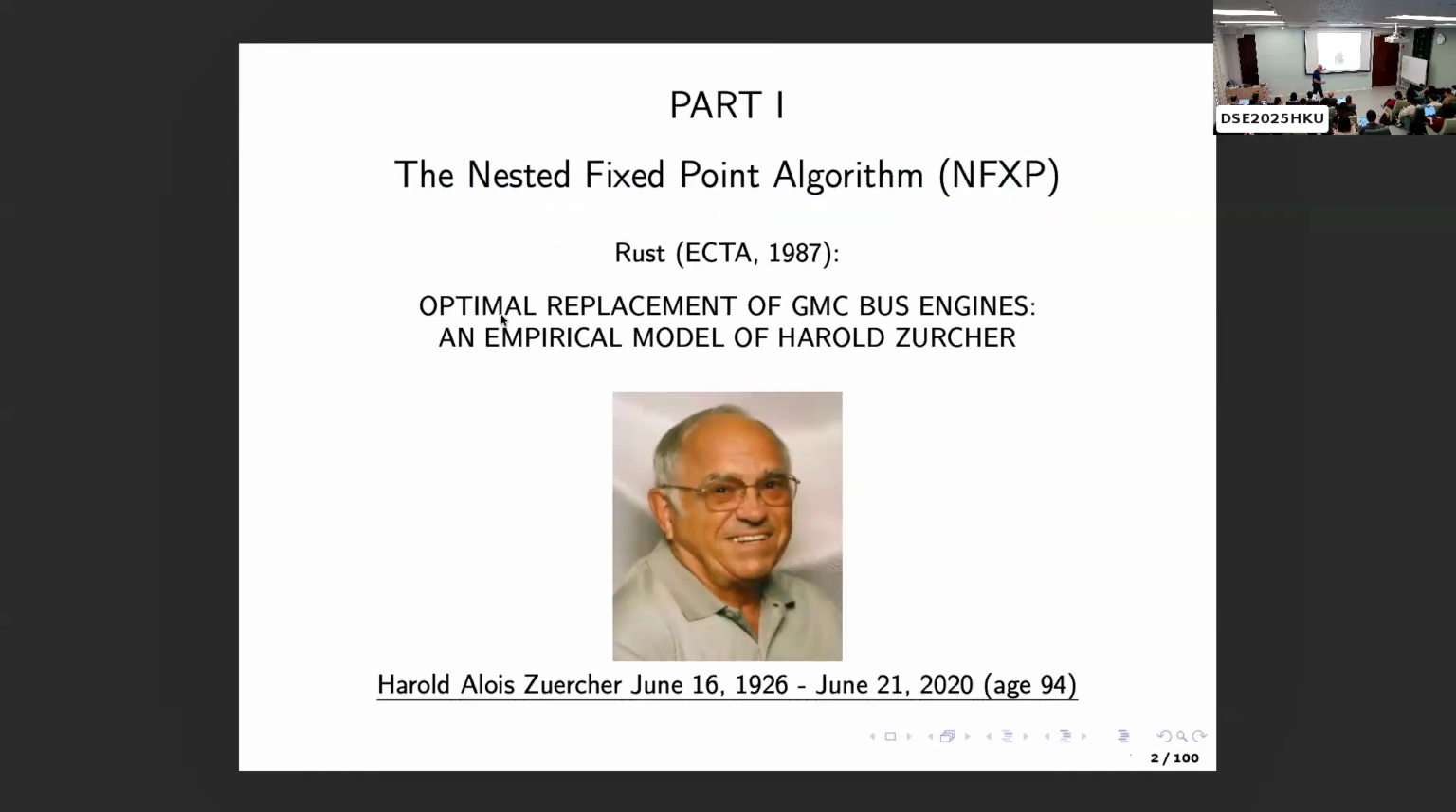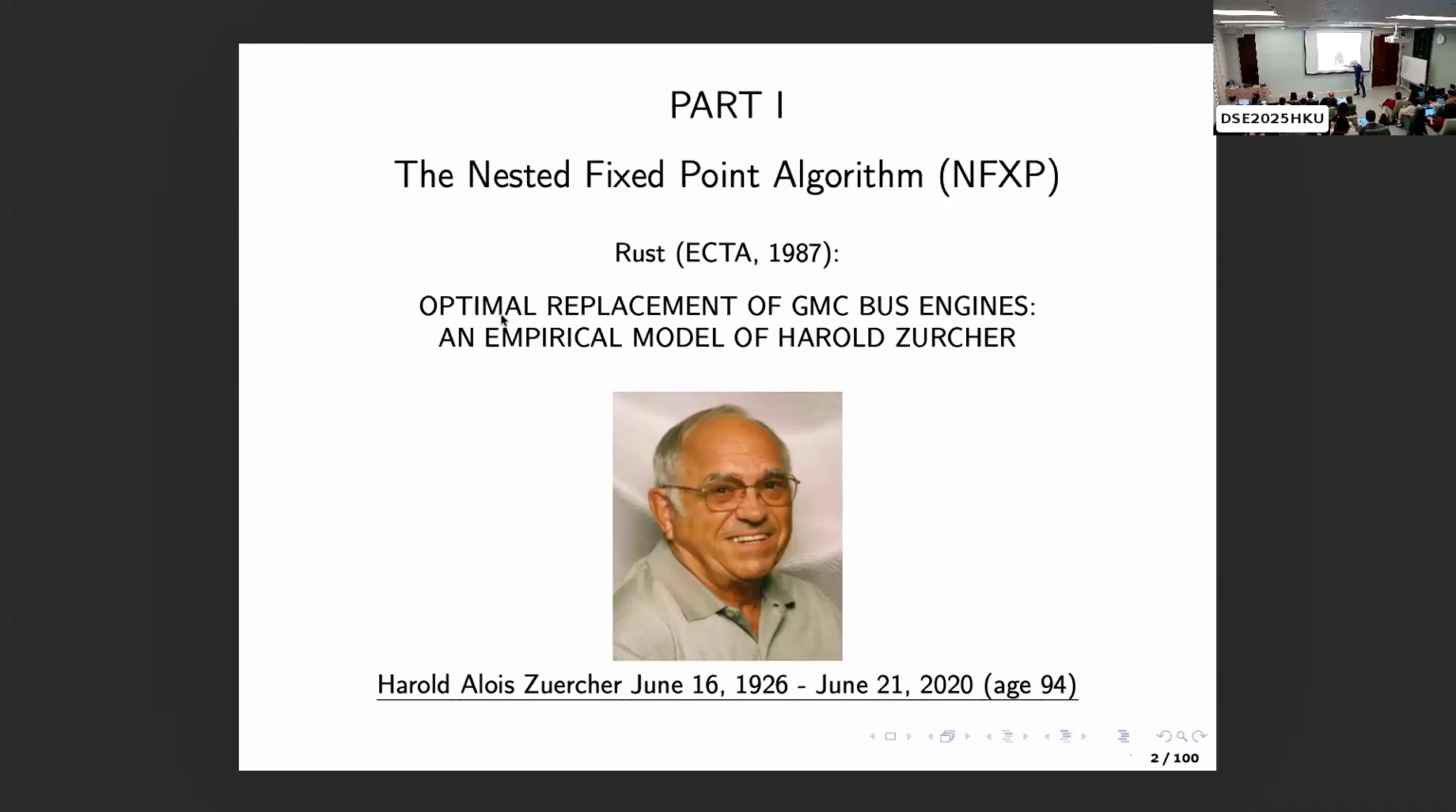You heard about Harold Zurcher already, like Bob told about this Mr. Zurcher, the mysterious guy. This is the guy, okay? And he actually made it into the title of that original paper, the optimal replacement of GMC bus engines: an empirical model of Harold Zurcher. That's the guy who was making the maintenance and replacement decisions in this Madison company.